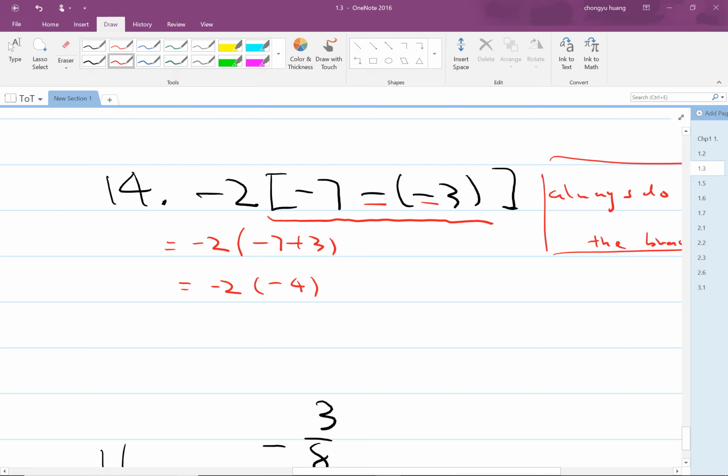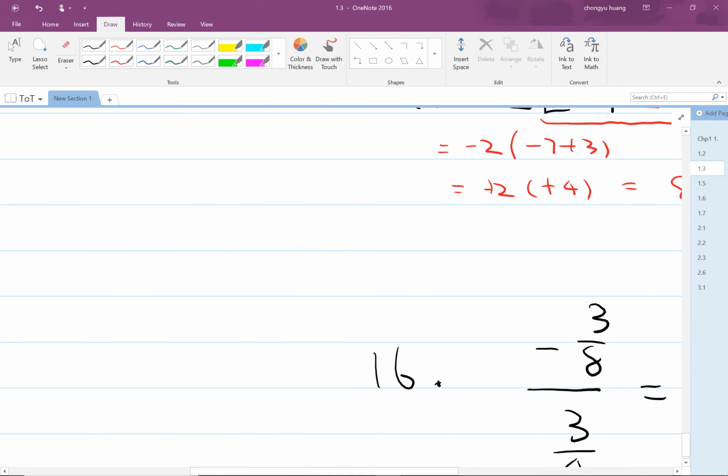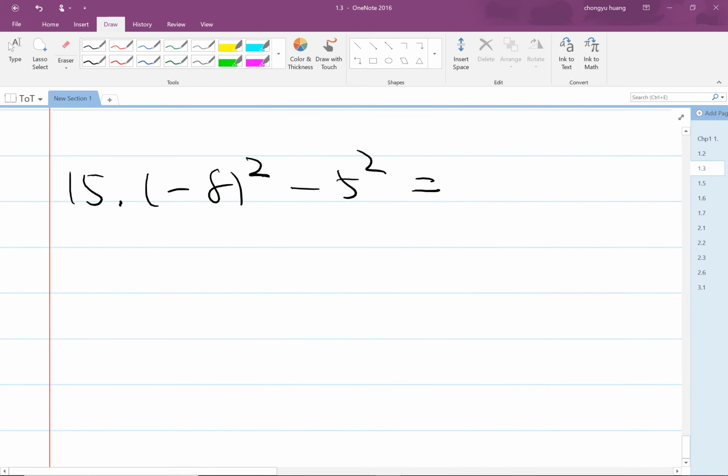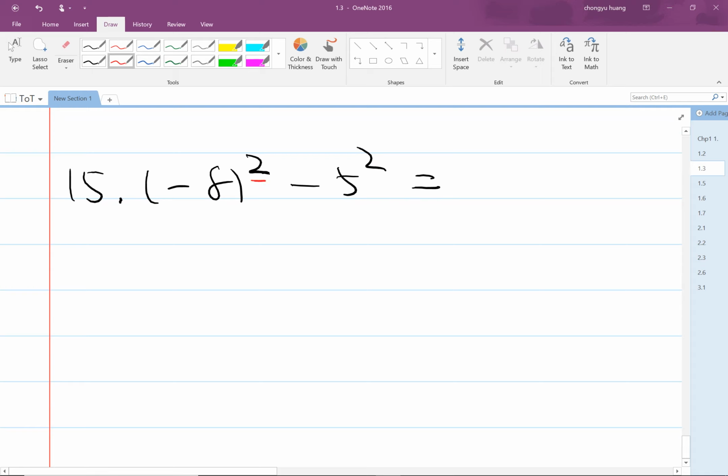Here you got negative, so you know it's going to be positive, because those two numbers have the same sign. So the product of two numbers with the same sign is going to be positive, right? So therefore it's going to be 8, right? So the answer over here is actually 8. So on question 15, now we have some product, right?